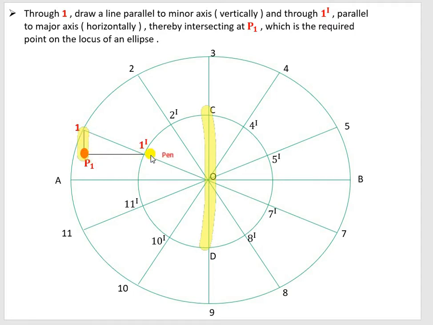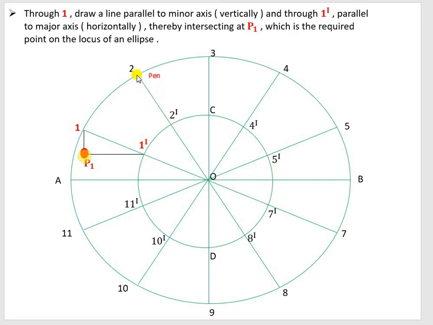Then again I have to draw one more line from 1 dash, this time parallel to the major axis. This is the major axis, and if I have to draw a line parallel to the major axis, I have to draw horizontally. Now you see that this vertical and horizontal line will intersect at one point. Let us say that point is P1.